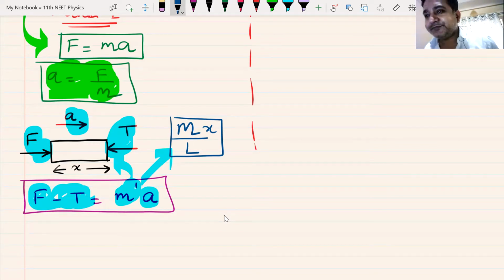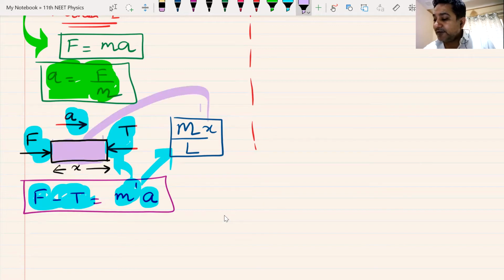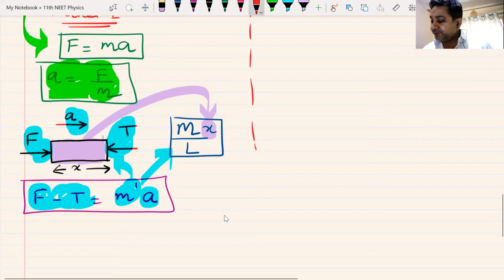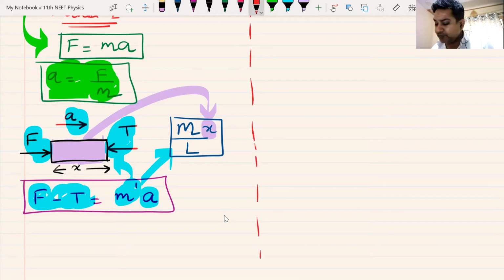Do you understand this? That is how I found out the mass of this portion of length x. Total mass is M. I have divided it by total length, and then I have multiplied it by the length of this section. Do we understand this? I just put the values here now.